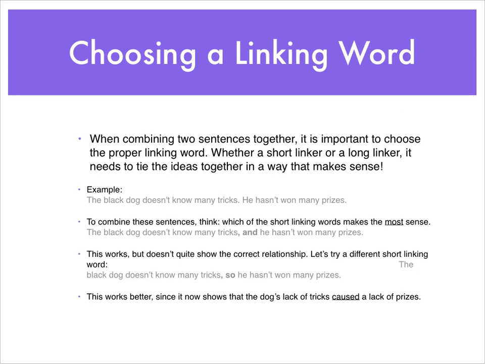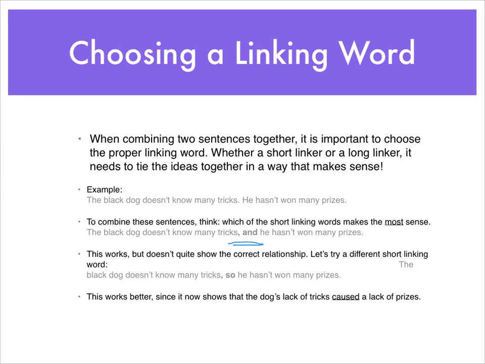When you're trying to link two sentences together, you have to ask yourself, how do they relate to each other? So here I am looking at this first sentence. The black dog doesn't know many tricks. He hasn't won many prizes. I need to ask myself, well, is that just something in addition to the thing before it? In which case, I would use and. So we see that there in the next sentence. The black dog doesn't know many tricks, and he hasn't won many prizes.